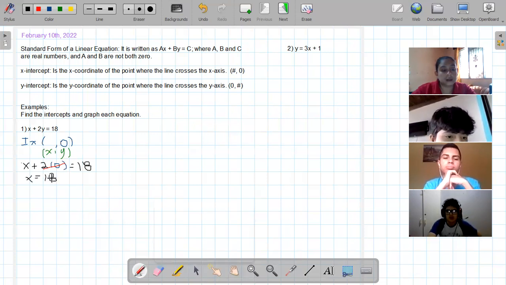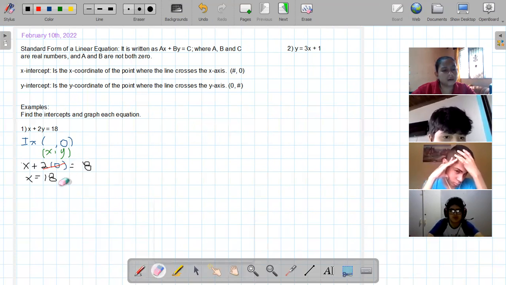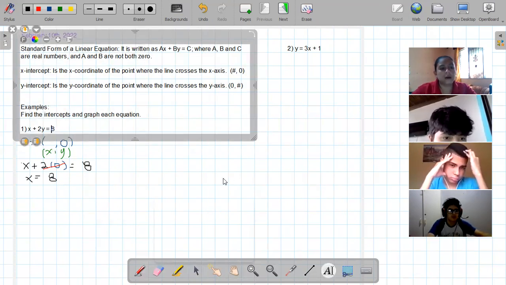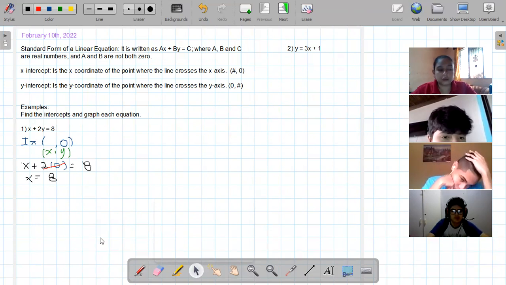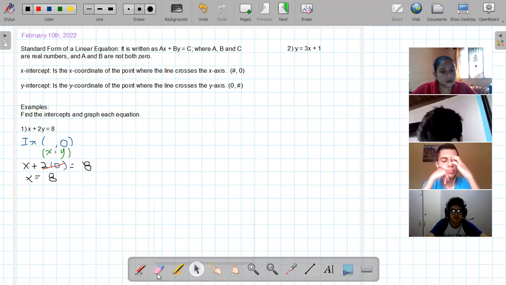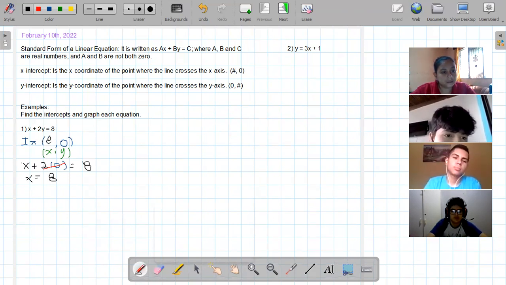So your intercept in x, let's do a smaller number. 18 is too big. Let's do 8, okay? So x is equal to 8. And that x, that number, 8, is the number that you're going to be writing in this empty space that you left. We found the intercept in x in there.